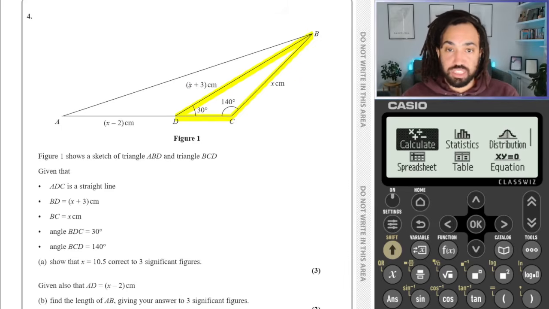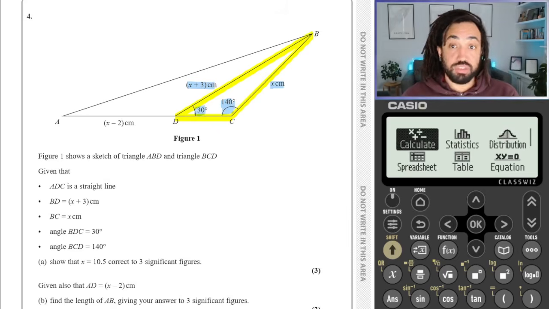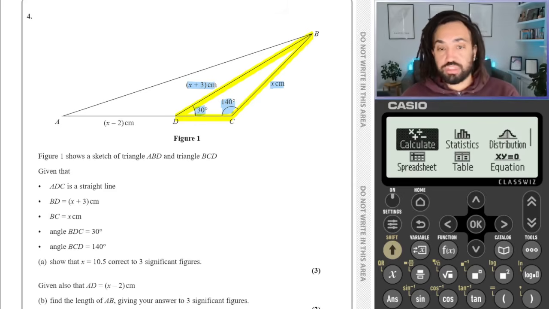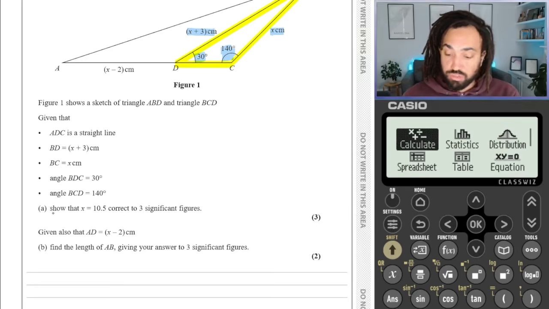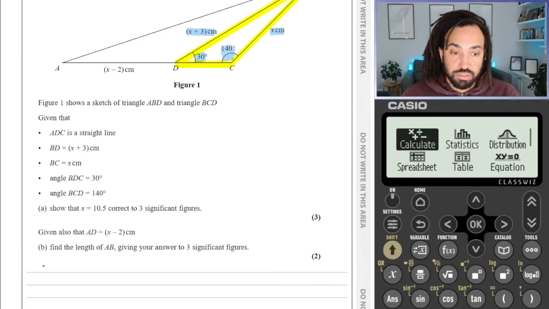In fact, it has a side with the angle opposite it, and it has another side with the angle opposite that, which means we can use the sine rule on that triangle. So let's do that then. Let's use the sine rule. We want to find the side, so we're going to put the sides on top. So we have x over the sine of the angle opposite it, and that is equal to the other pair, which is x plus 3 over sine of the angle opposite that, which is 140.